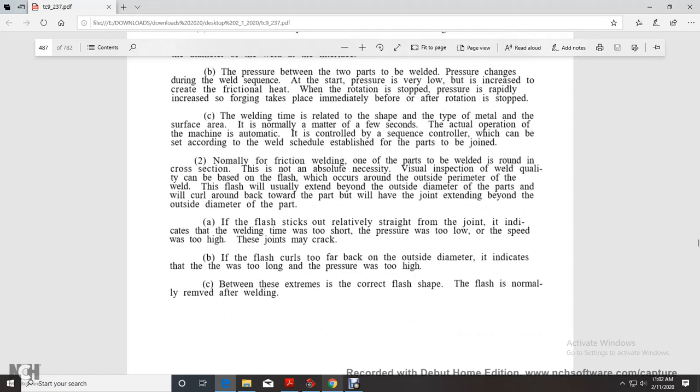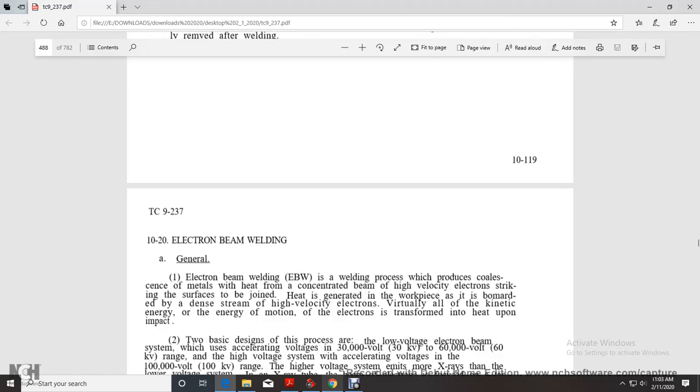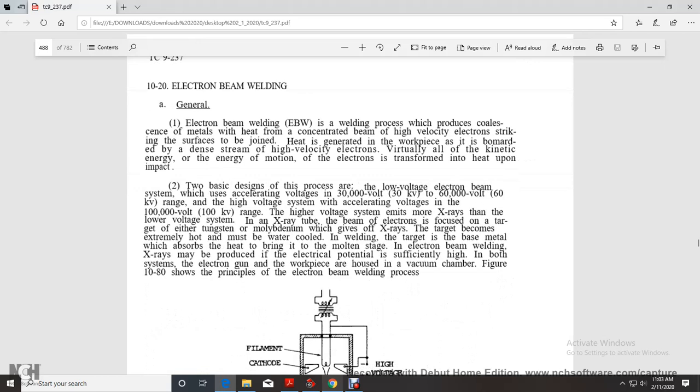Visual inspection of welding quality can be based on the flash, which curls around the outside perimeter of the weld. The flash will usually extend beyond the outside diameter of the parts and curl back toward the part. If the flash sticks out relatively straight from the joint, it indicates that the welding time was too short and the pressure was too low. The upset was high, and these joints may crack. If the flash curls too far back toward the outside, it indicates that the time was too long and the pressure was too high. Between these extremes is the correct flash shape. The flash is normally removed after welding.